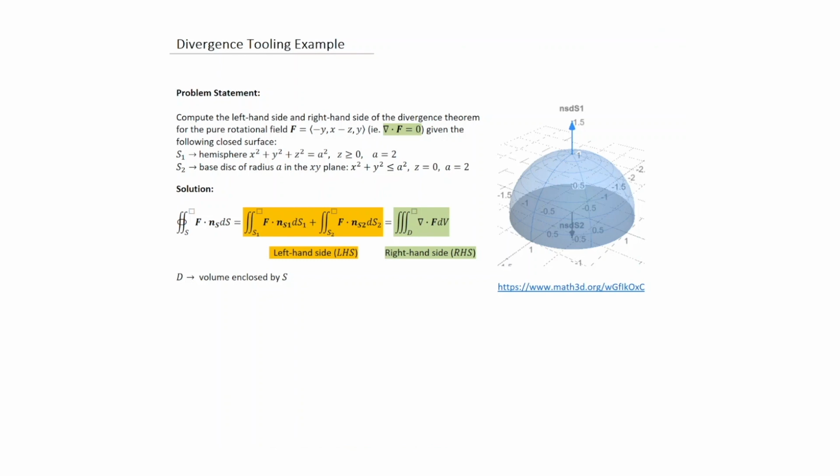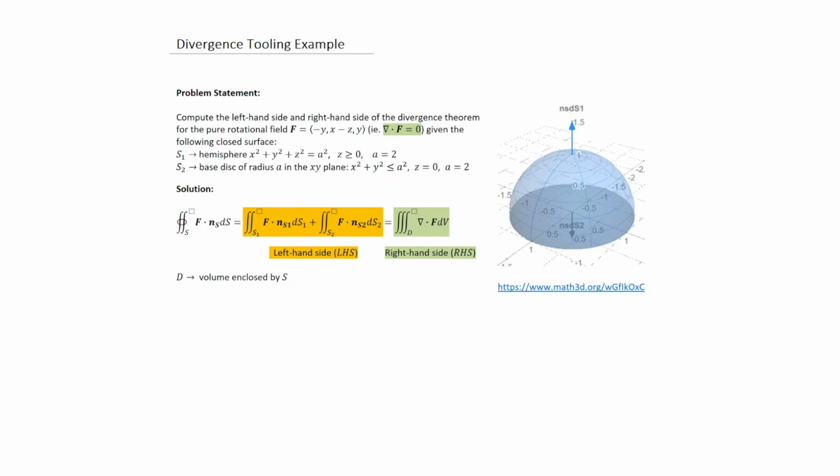And so the problem statement is to compute the left-hand side and right-hand side of the divergence theorem for the pure rotational field. The rotational field in this case is given as shown. For a rotational field, we know that the divergence must be equal to 0. And you're given the surface being two surfaces which have been stitched together. The first surface is S1, which is a hemisphere. The hemisphere is given by x squared plus y squared plus z squared equals a squared, z greater than or equal to 0. In this example, a equals 2. So that's the radius of the hemisphere.